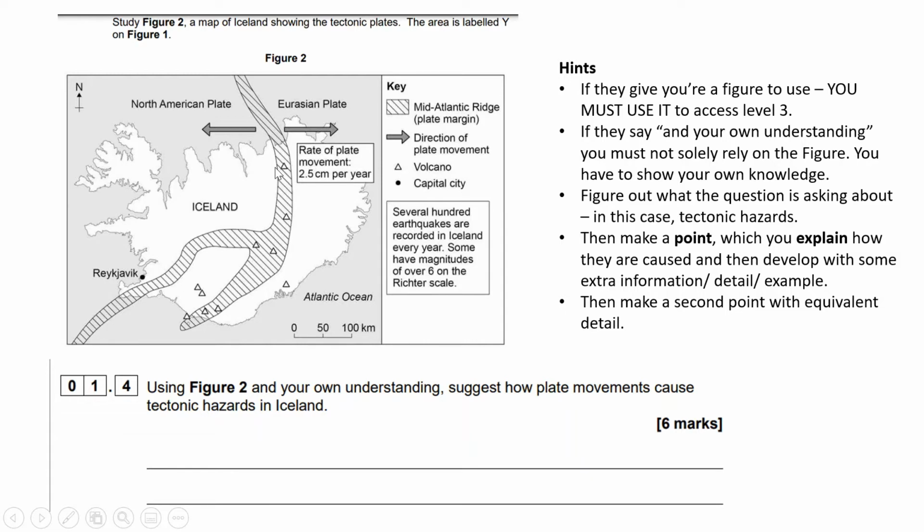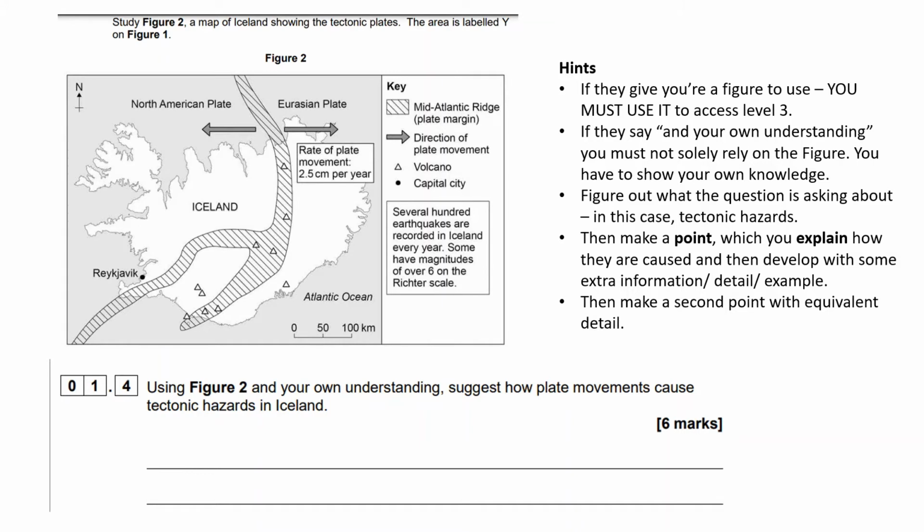Good. You're doing exactly the same for your earthquakes. They've given you some information here, but once again, they haven't told you how the earthquakes are caused. You need to make sure you do that. And you then need to talk about the magnitude of those earthquakes and how that might affect the hazard presented to people. So, lots of instructions there.